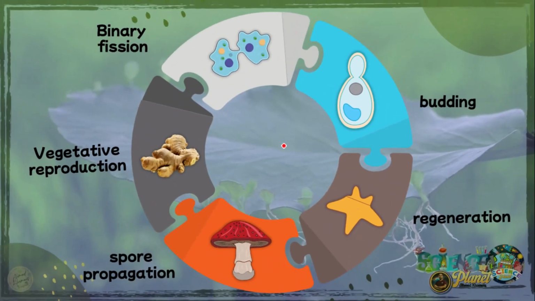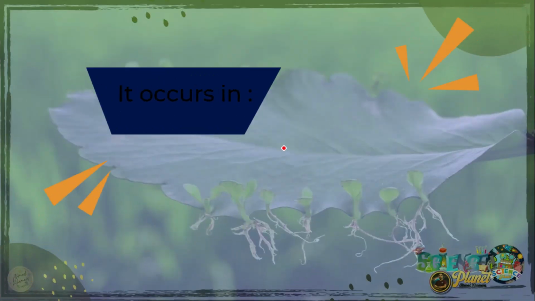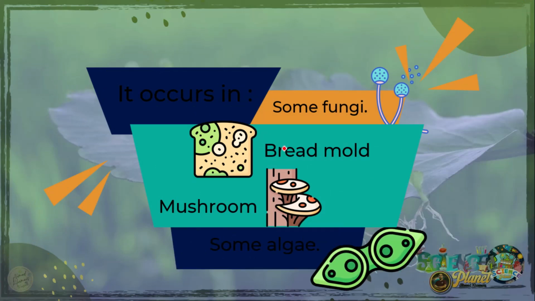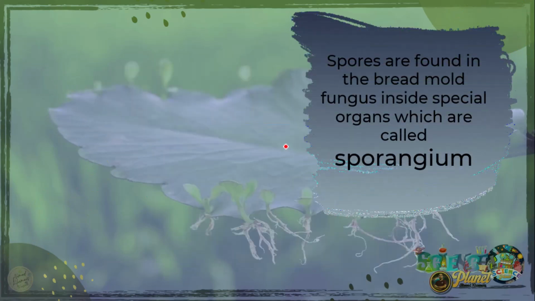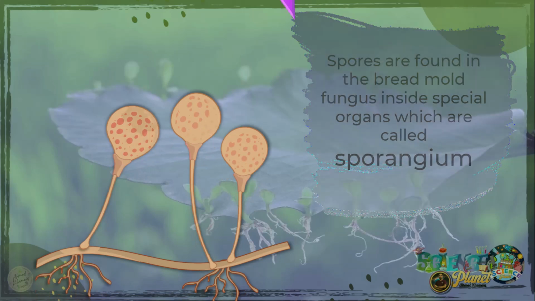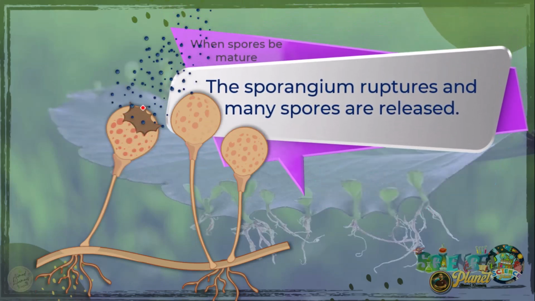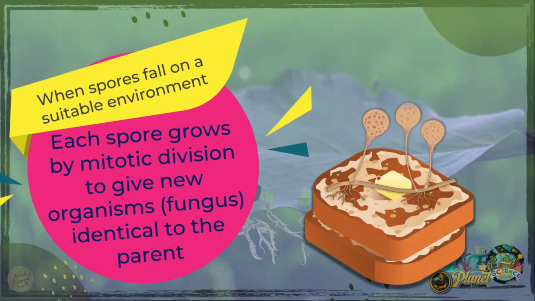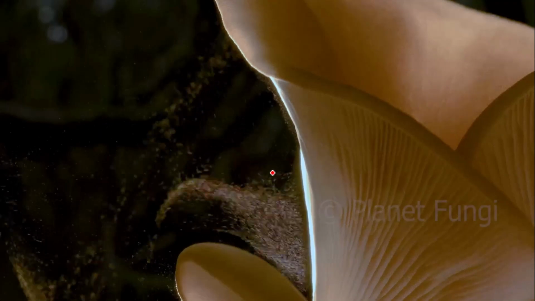The next type is spore propagation, and it occurs in some fungi, bread mold and mushroom, and some simple algae. The spores in bread mold are kept inside an organ called the sporangium. So the mycelia carry the sporangium. When the sporangium explodes, the spores are released, and when they fall in a suitable environment, they grow into new bread mold individuals. And here is how the spores are released from the mushrooms.